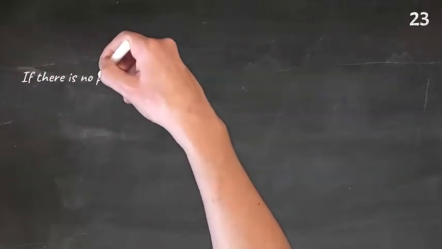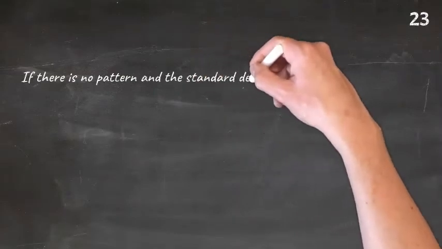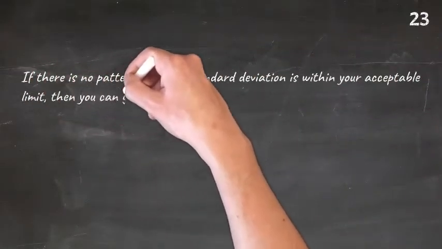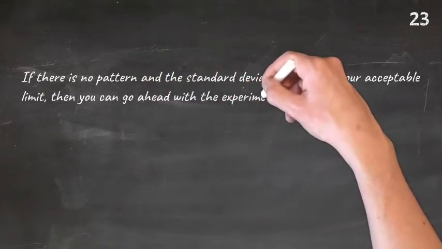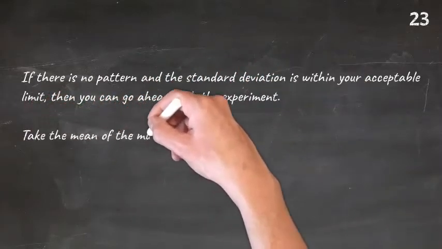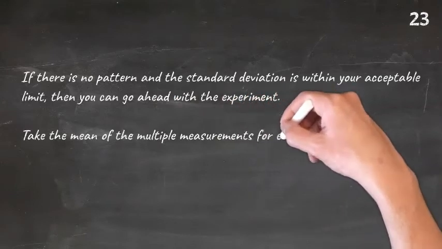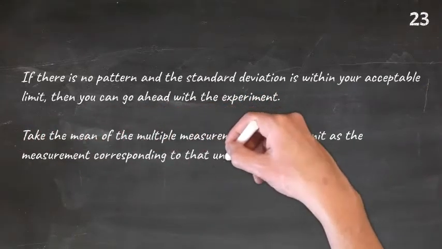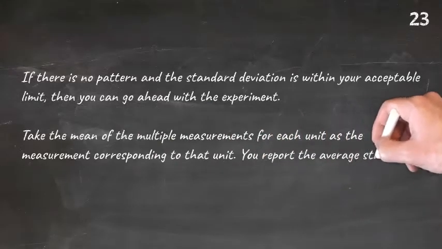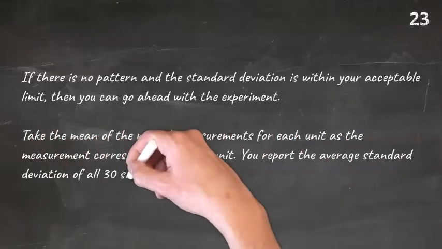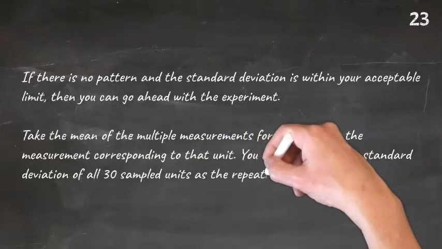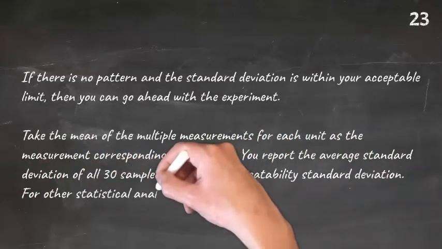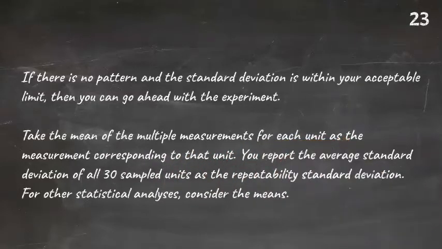If there is no pattern and the standard deviation is within your acceptable limit, then you can go ahead with the experiment. Take the mean of the multiple measurements for each unit as the measurement corresponding to that unit. You report the average standard deviation of all 30 sampled units as the repeatability standard deviation. For other statistical analyses, consider the means. So, you have calculated the repeatability standard deviation from a sample of 30, and you have all 30 units for the main study.